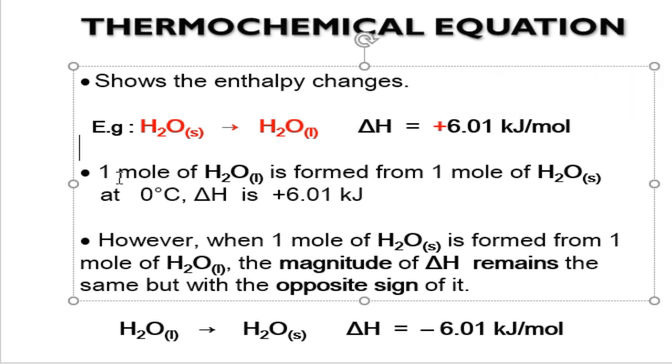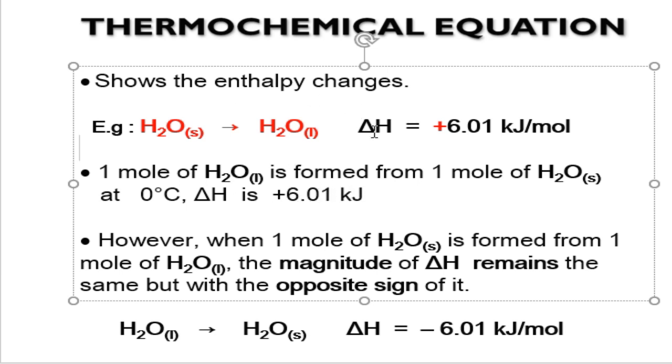Okay, so if the question asks you how to explain this equation, the equation is 1 mole of water liquid is formed from 1 mole of H2O solid ice at 0 degrees Celsius. In this case, just enthalpy, that's why 0 degrees Celsius. And then the enthalpy is positive 6.01 kilojoule.